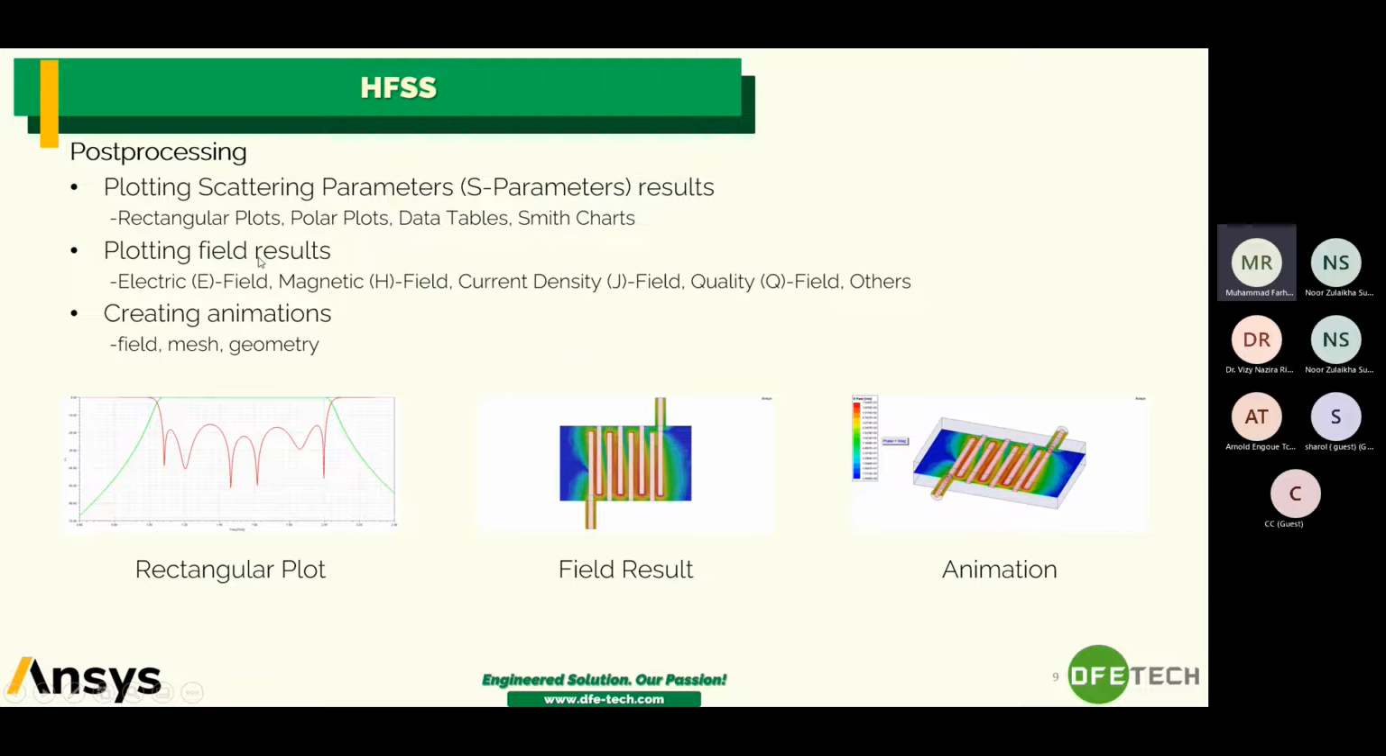We can also plot the field result of the model, such as the electric field, E field, magnetic field, H field, the current density, which is the J field, then the quality factor field for eigenmodes and others. I'll show you the others during the demonstration. And also we can create an animation for the field result, for the mesh and for the geometry. This is one of the examples of the animation. You can see the electric field here is moving.